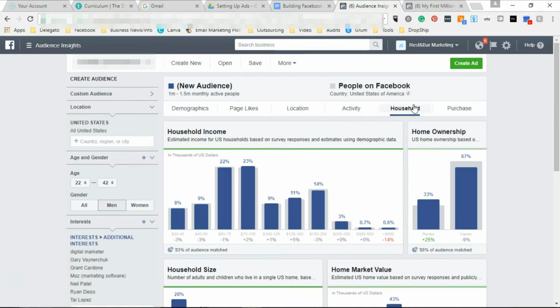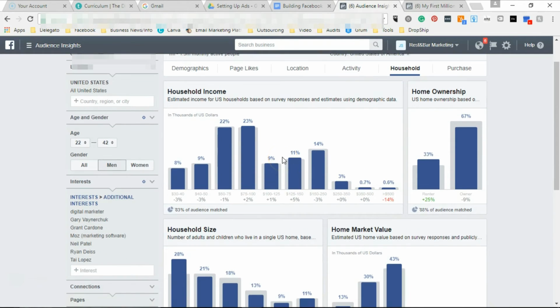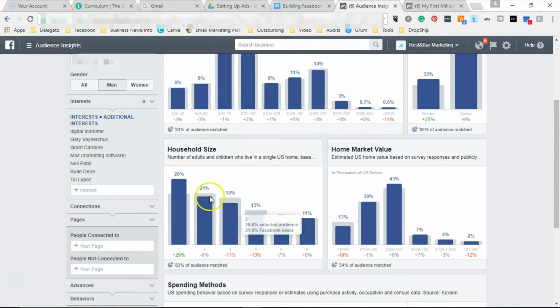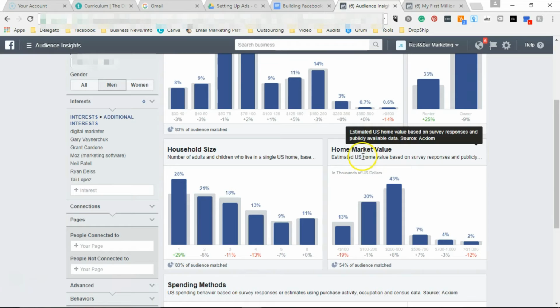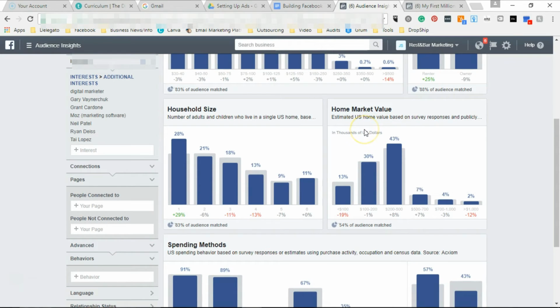You have household information, which is right here. It just shows what their household is like, how much money they make, or what they tend to make, what their household size tends to be. So it looks like most of these people are single. So you could actually segment out single people as an audience to see if that's going to sell better. Excuse me. Home market value. I know I sound awful, right?